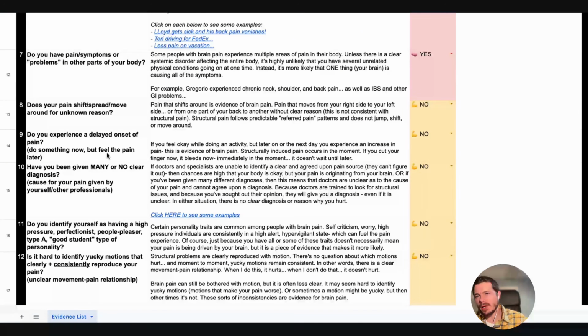Do you experience delayed onset, question 9, of pain? You do something now but feel pain later. Very common. This isn't another clue or a piece of evidence, this is an evidence list, that you can use to increase the probability that symptoms are more centrally driven.